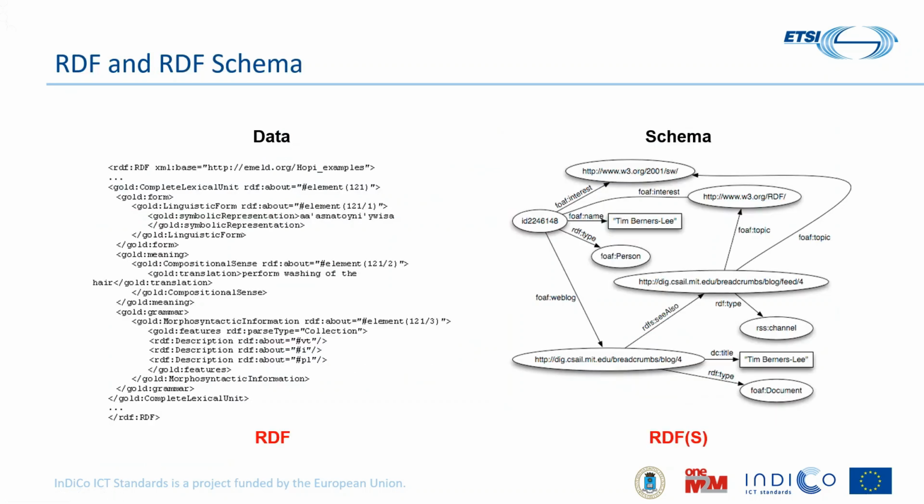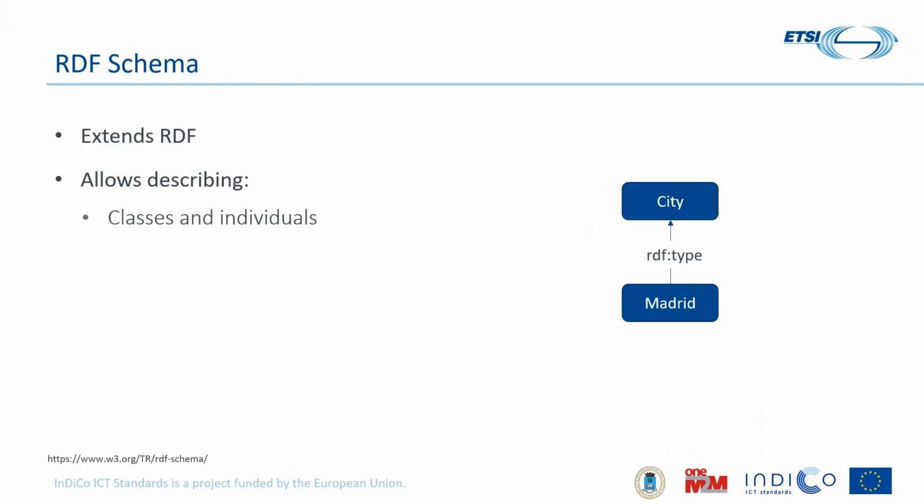Then we have RDF Schema or RDFS. RDF Schema allows us to represent more complex ontologies. If we compare RDF and RDF Schema, we first have RDF to represent the data, and then we have RDFS, RDF Schema, to represent the schema of that data. So RDF Schema extends RDF.